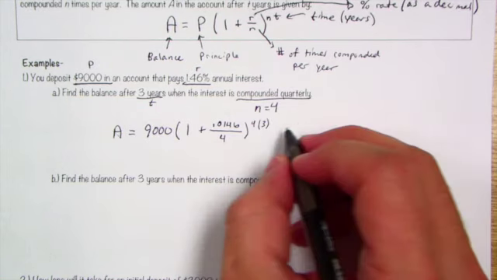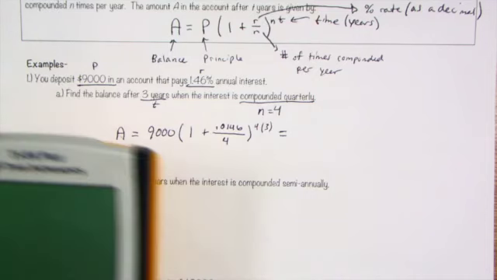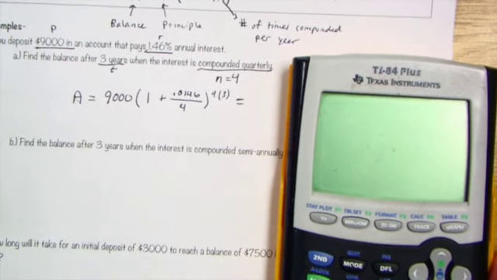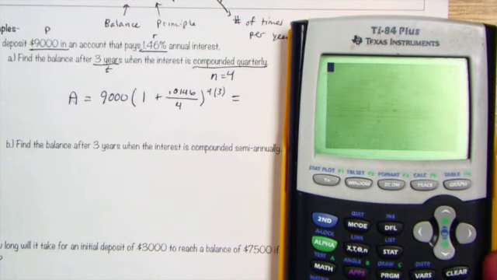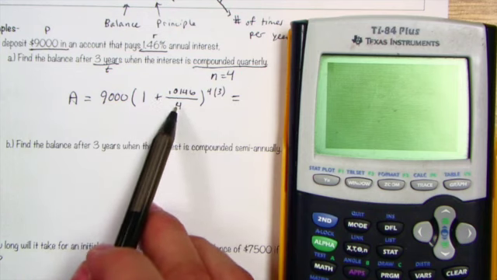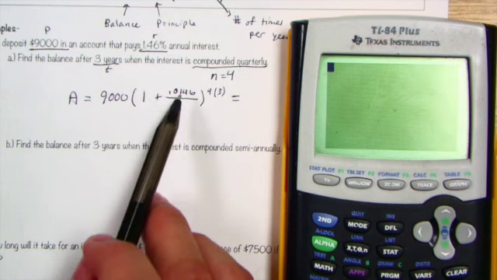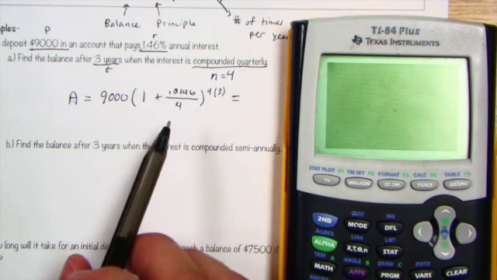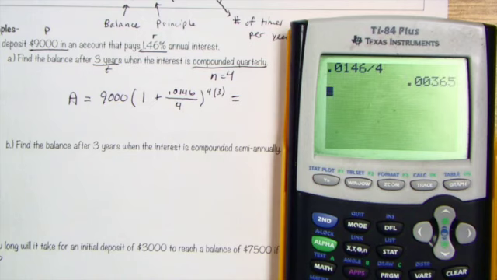And so we're just going to do this in the calculator. Especially if you have the newer calculator, you can put in this entire thing. But if you don't have a newer calculator, you're going to have to work your way inside out using your order of operations. So we start with parentheses, and inside the parentheses, I have to do the division first. So I have to do 0.0146 divided by 4 first.